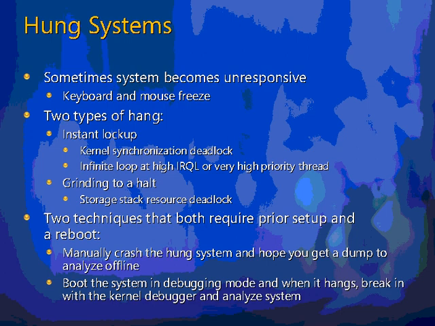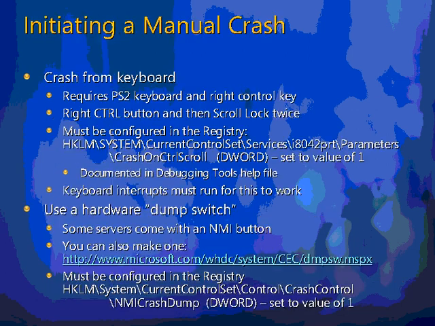I've already described how you boot the machine in debugging mode. Let's talk about the other option, initiating a manual crash. There are two options here: crashing from the keyboard, which you configure with this registry value. For the PS2 keyboard driver, under the Parameters key, CrashOnCtrlScroll, you have to create that value and set it to 1. This is documented in the help file. That means that when the system sees this special keystroke sequence, which is right Control held down with Scroll Lock twice, then the keyboard's interrupt service routine will crash the machine. It calls KeBugCheckEx.